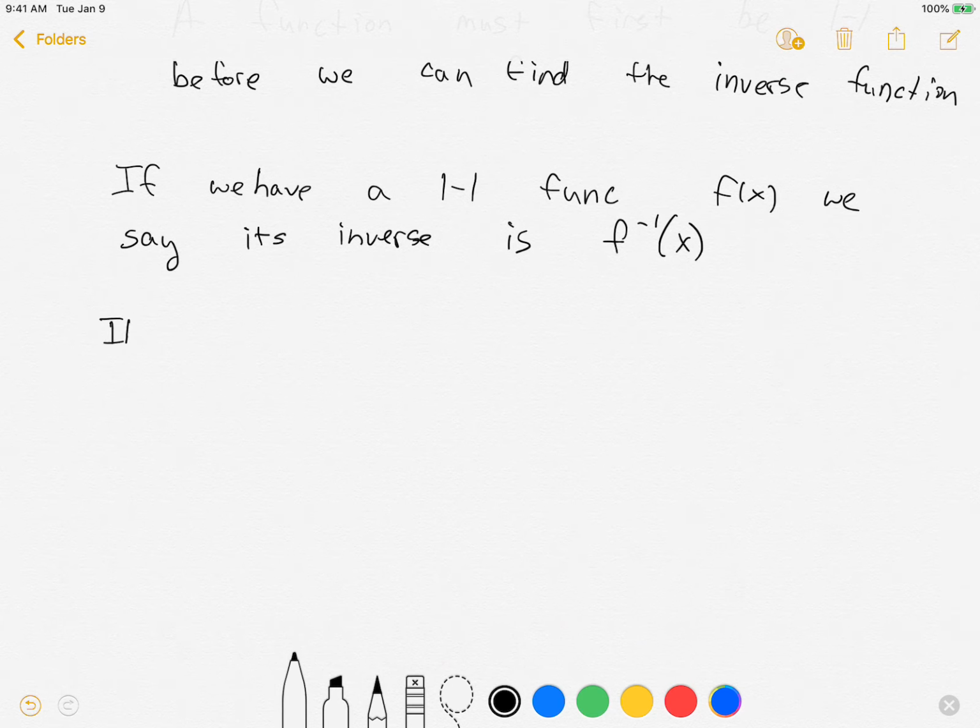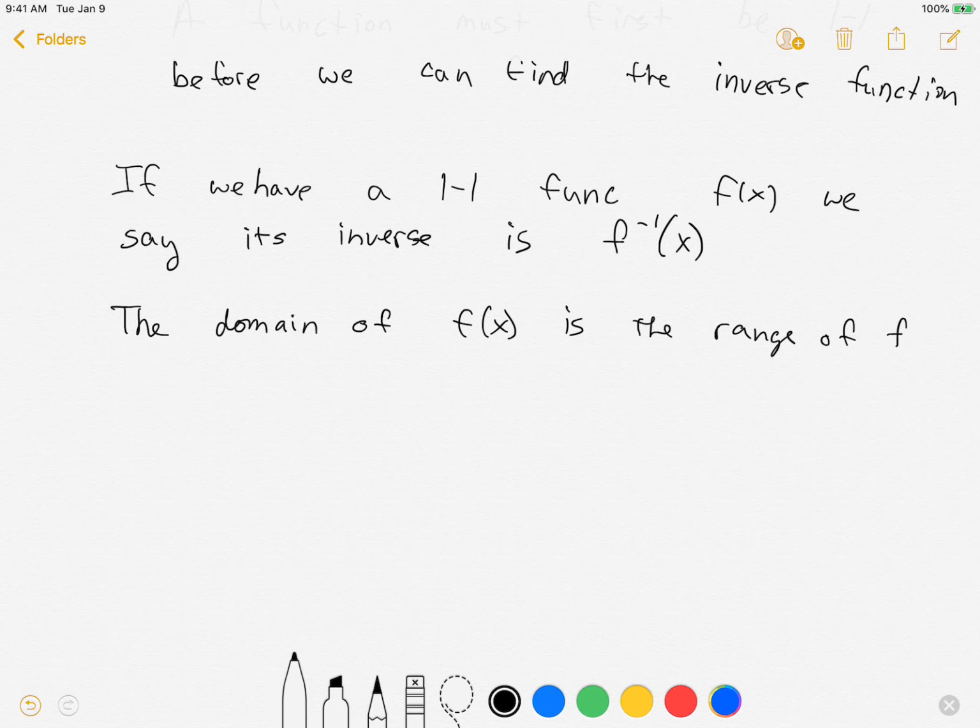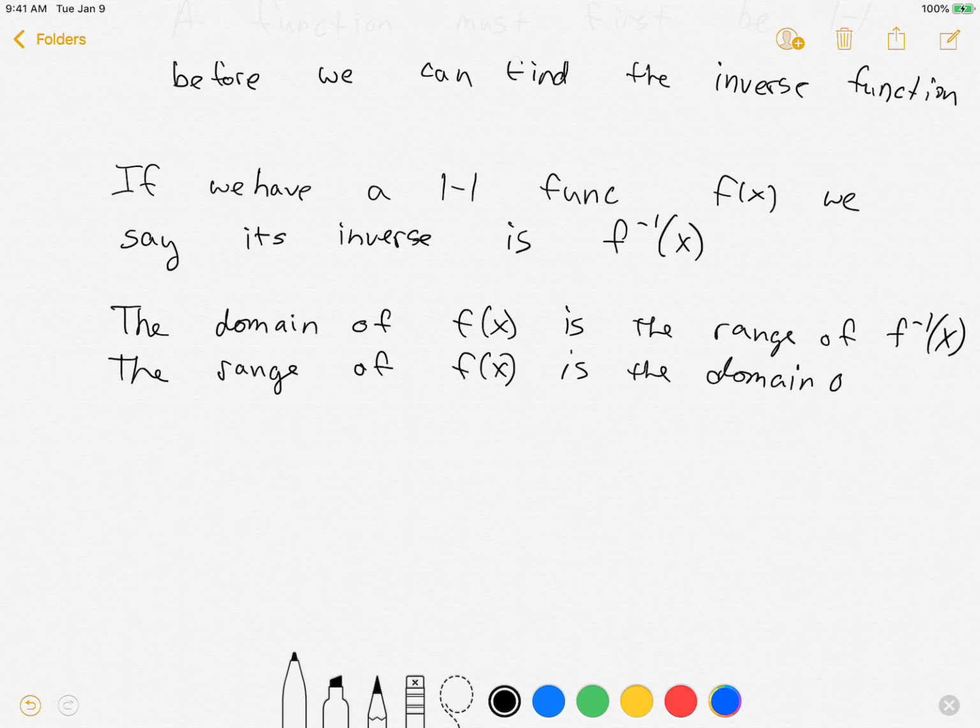So the domain of f of x is the range of f inverse of x, and vice versa. The range of f of x is the domain of f inverse of x.